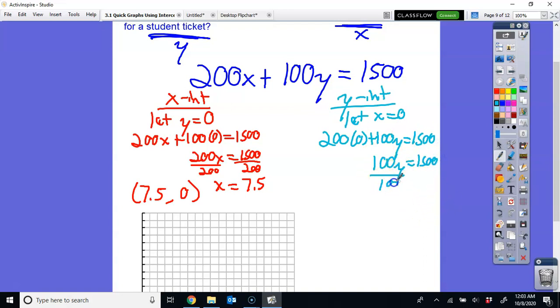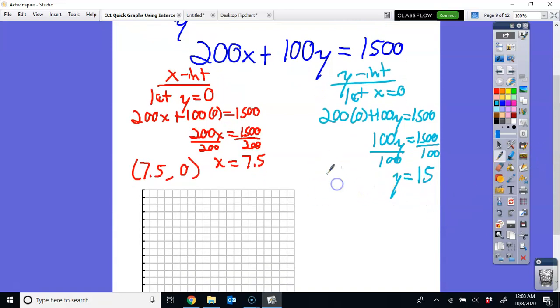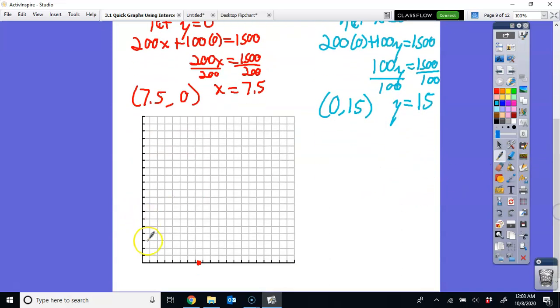We divide by 100, and that gives me y is equal to 1,500 divided by 100 is 15. So that means 0 for x. We plugged in 0 for x. The pen's freezing up on me again. 0 for x. We got 15 for y. That is 0, 1, 2, 3, 4, 5, 6, 7, 8, 9, 10, 11, 12, 13, 14, 15.